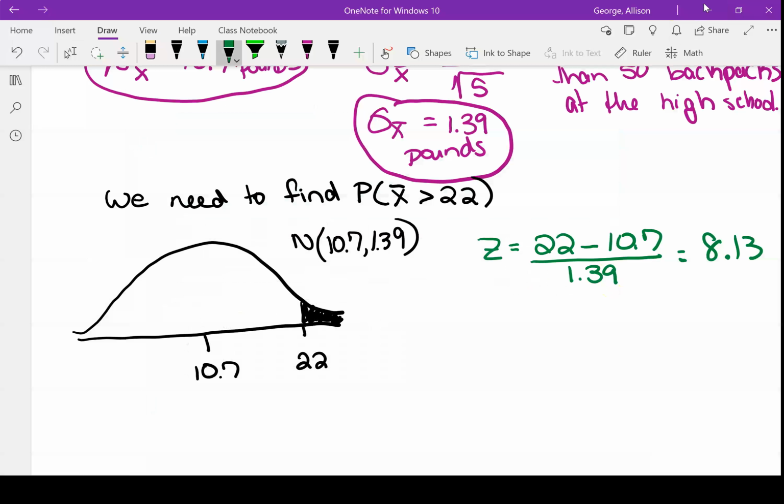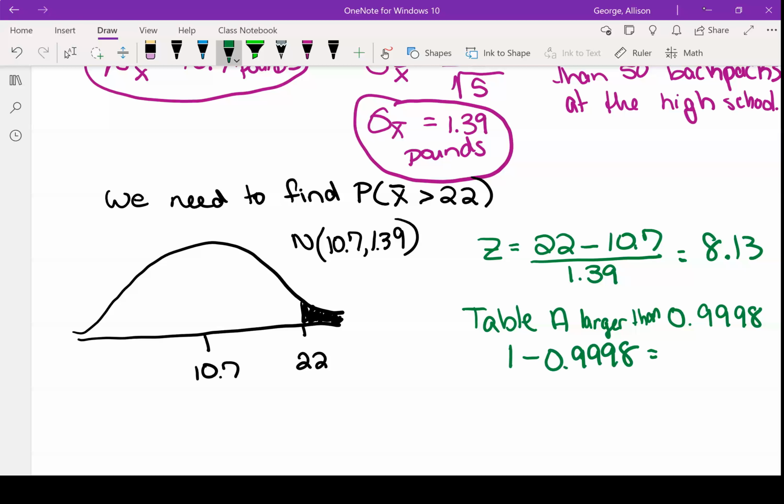All right, so table A would give us something larger than 0.9998. Oops, left out a word. All right, now we're doing greater than, so we would have to subtract that. And we would get 0.0002. But we know it has to be smaller than that. So we won't be able to get an exact answer.